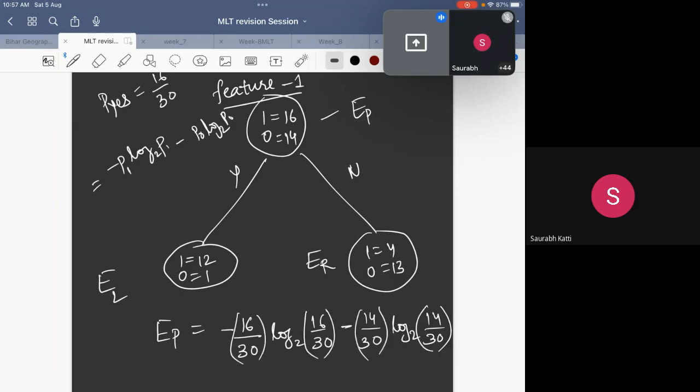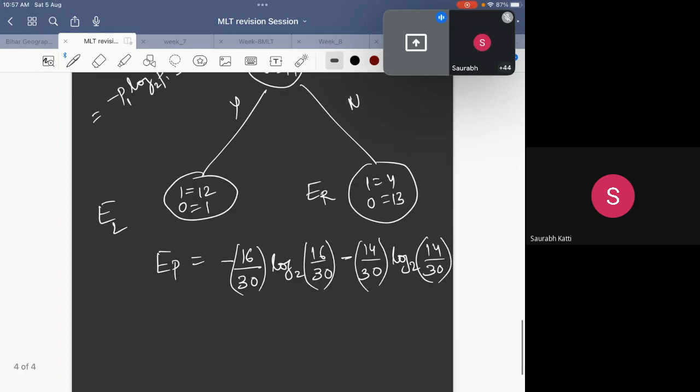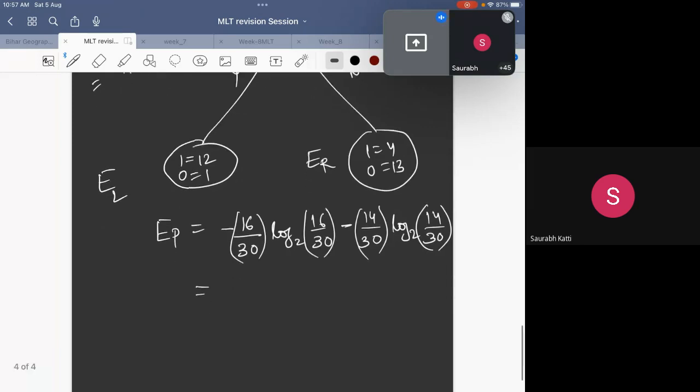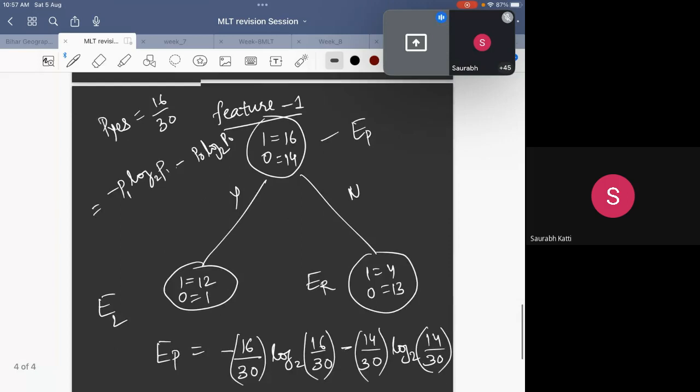Okay, and whenever you are calculating, you have to calculate it. So know how to use that in the TCS exam, how do you calculate the value of log? You'll get some value. Okay, and how will you calculate for this EL?